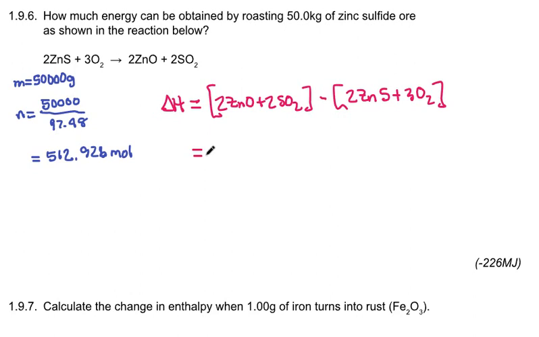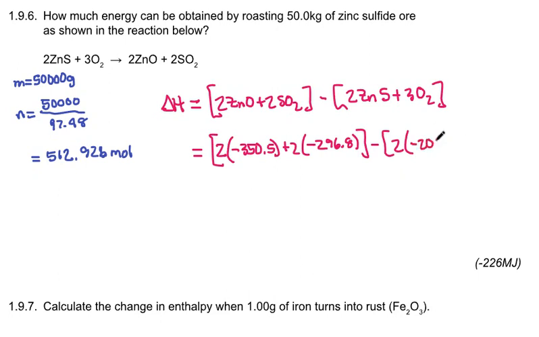I know none of those numbers, so, well, I know one of those numbers. Let's see what we get out of the data book. 2 times zinc oxide is minus 350.5, plus 2 times sulfur dioxide, blah, blah, blah, minus 296.8, minus 2 times zinc sulfide, also known as sphalerite apparently, minus 206. And oxygen 0, you can either write a 0 or just ignore that completely. Mathematically, it's the same thing.